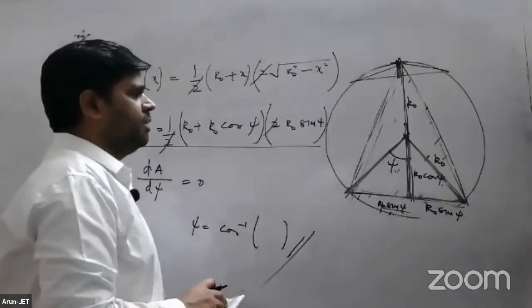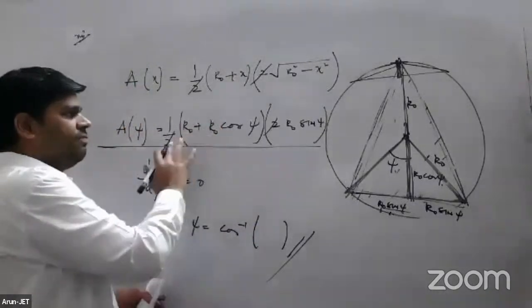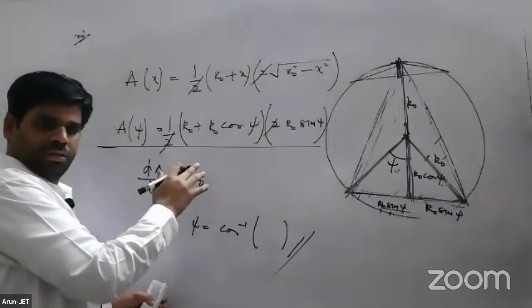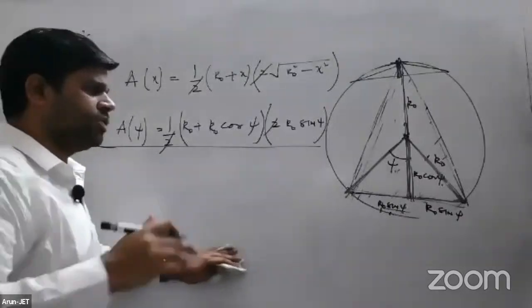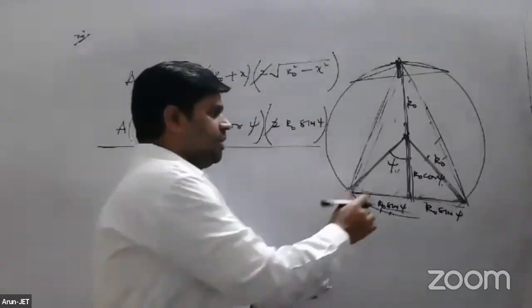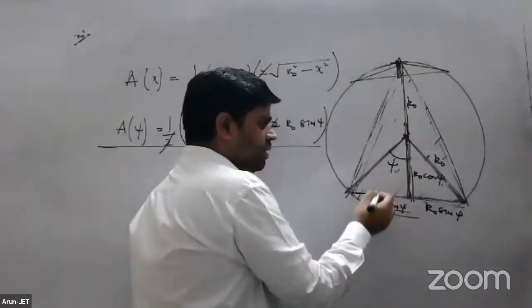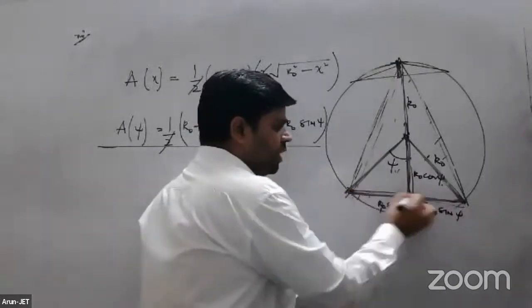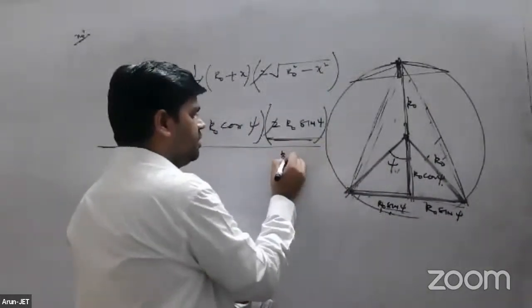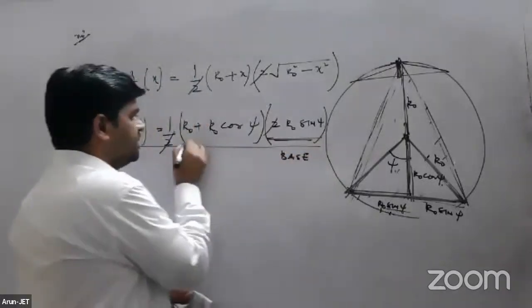I doubt. Have you done the same process? Have you written the same function? Yes, sir. I took half into base into height, H as r naught sin theta plus r naught. I took the trigonometric values, sir. Yeah, that's absolutely good. But see, this is psi, this is r cos psi, and this is r sin psi. So base becomes 2r sin psi, and this is height.